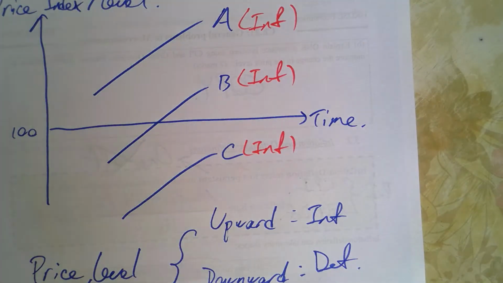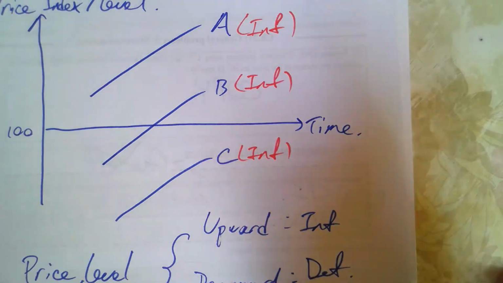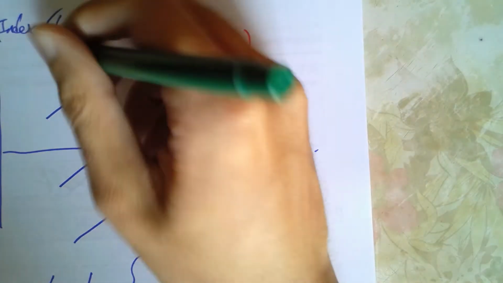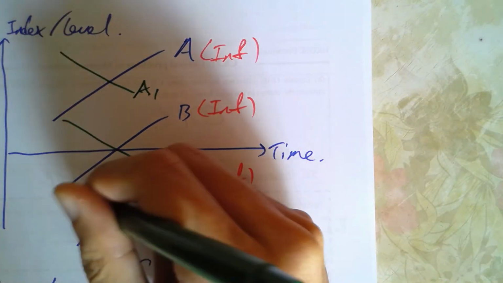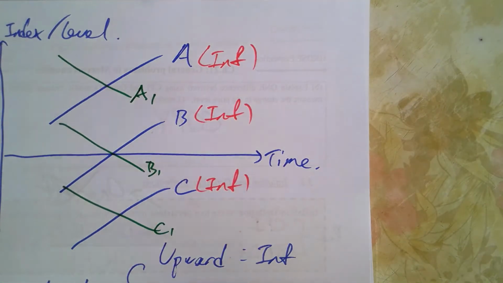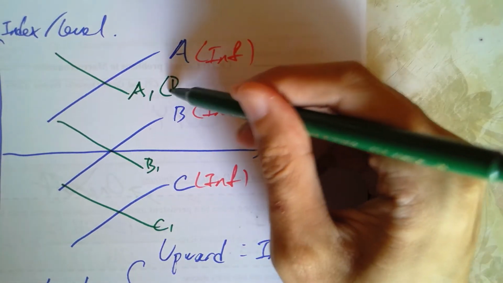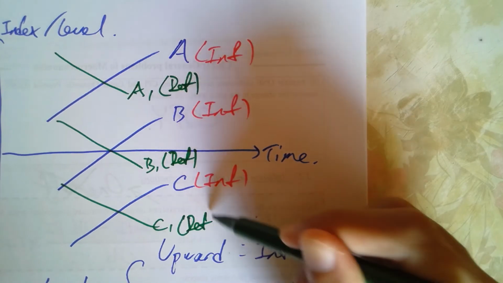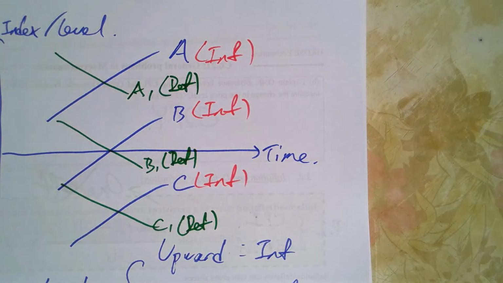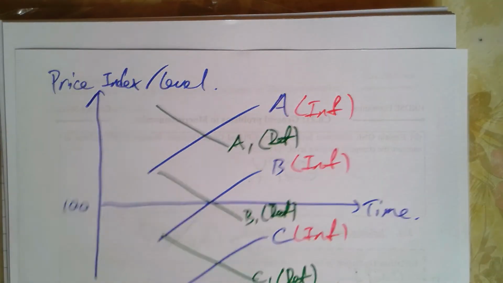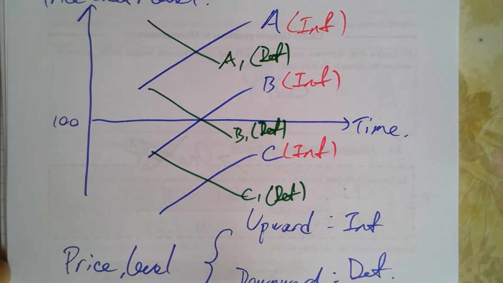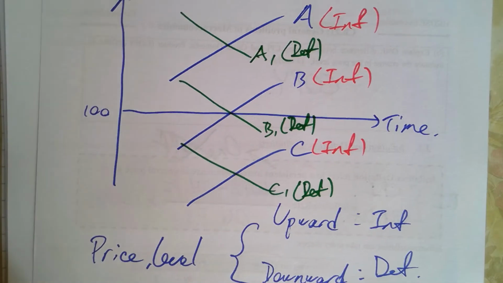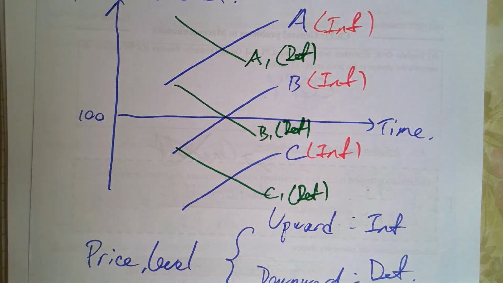Okay, now, by the same token, let's call it A1, B1, and C1. All of this would be deflation for the simple reason that they are all downward sloping. 因为都跌紧了, the price index dropping. 好吗? 跌紧了。 So this is the first way we look at this diagram.